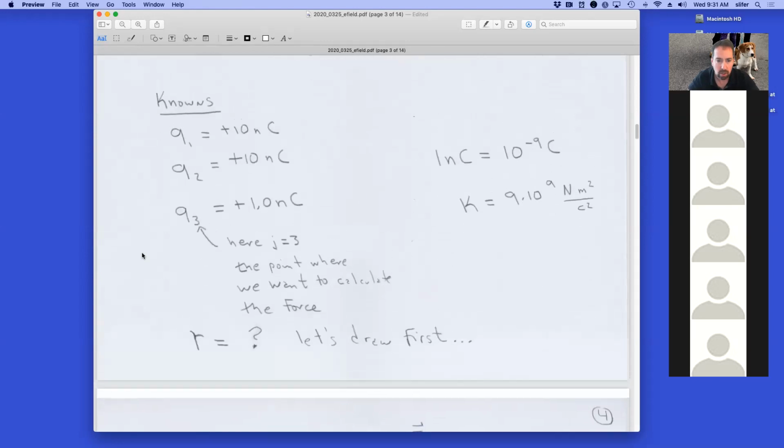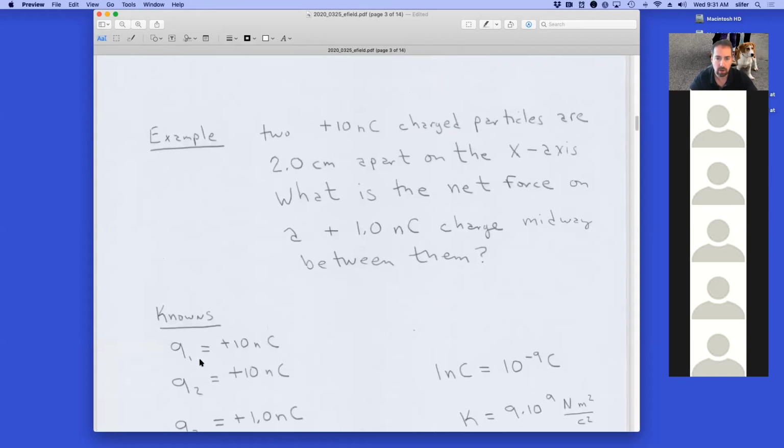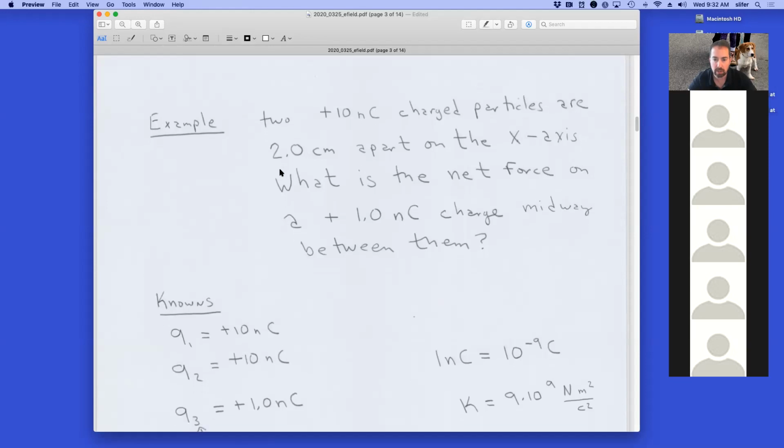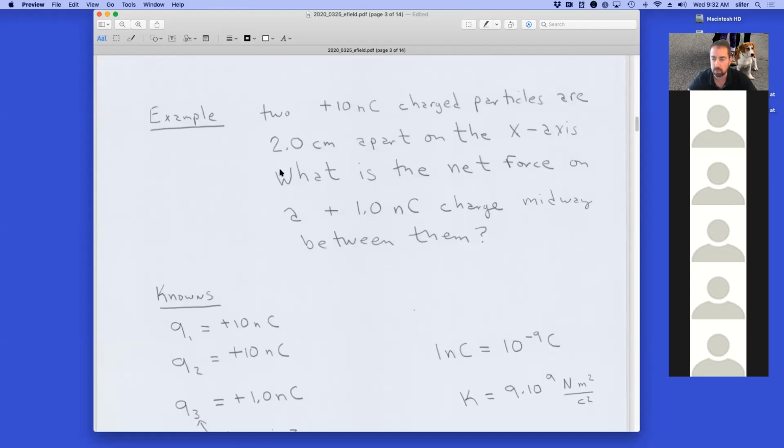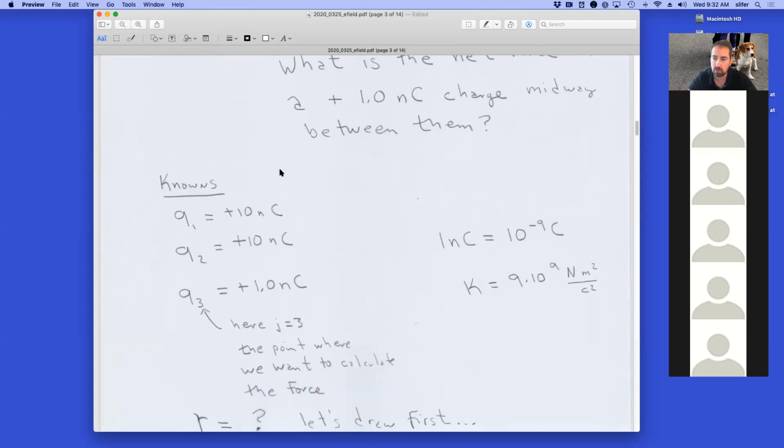So what do we know? We have +10 nanocoulombs, we have +10 nanocoulombs, we have 1 nanocoulomb in the middle, and this J is where we want to calculate the force. The R, right away, if I didn't think about this, I would say, hey, R is 2 centimeters. But let's pause on that, draw this out, and see where that R is before we jump right in.